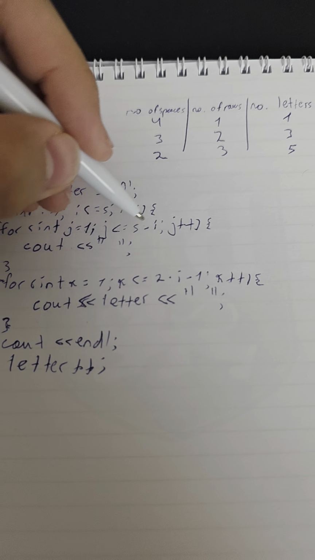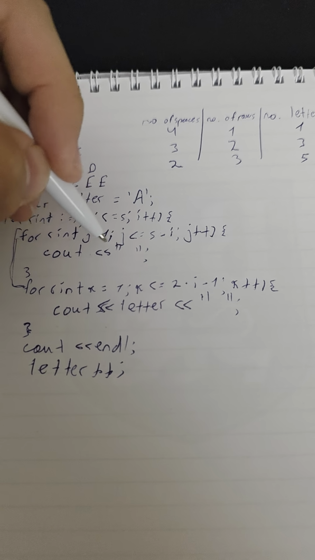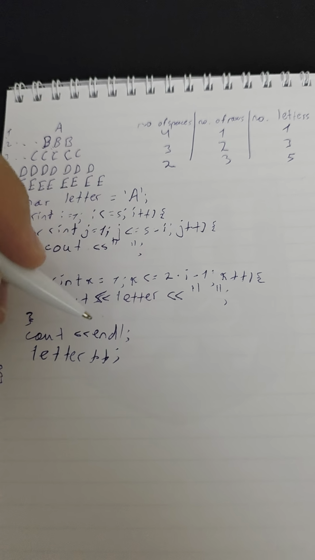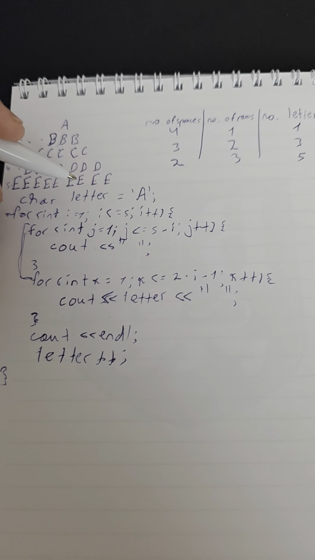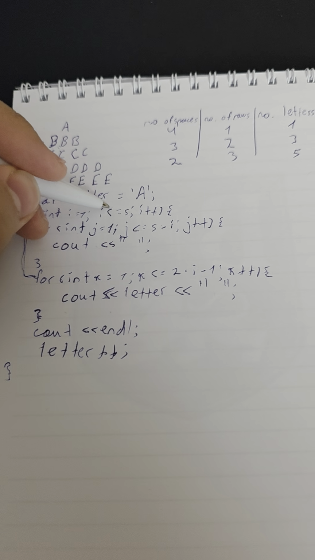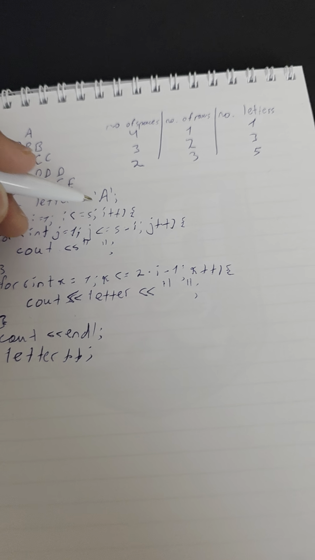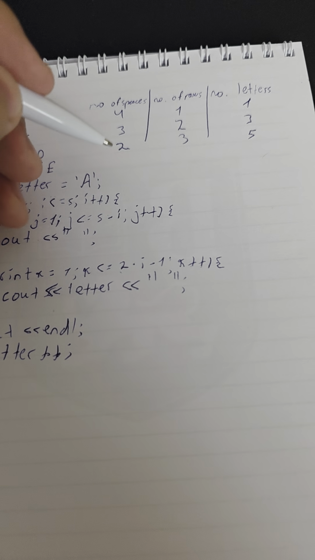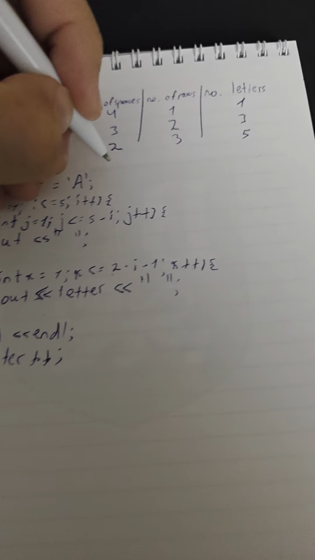Yeah, so the number of spaces will decrease every time. The number of rows will be increasing with cout endl and using the outer loop, less than or equal to 5, and the letters will be increasing by here. So the number of spaces will be 1.